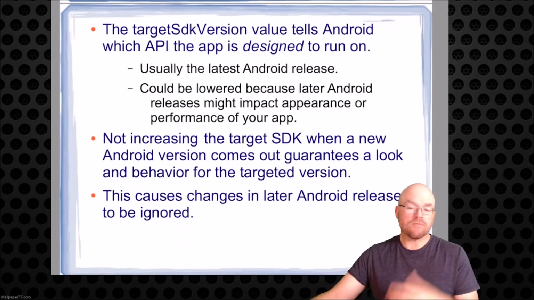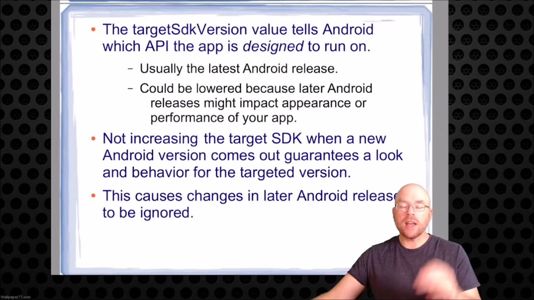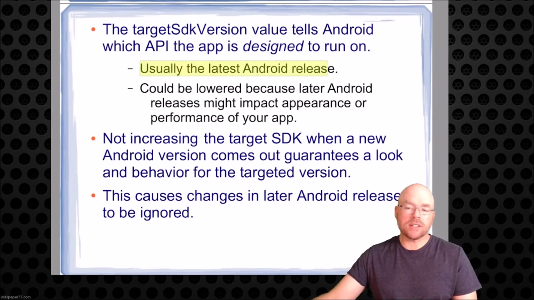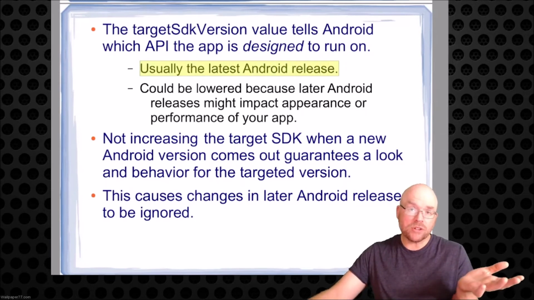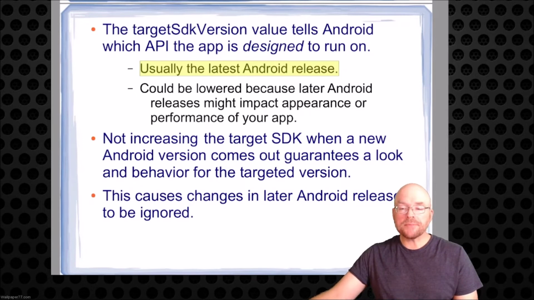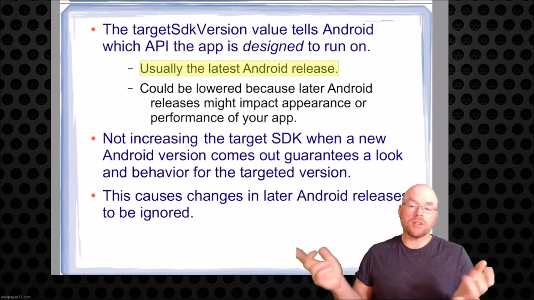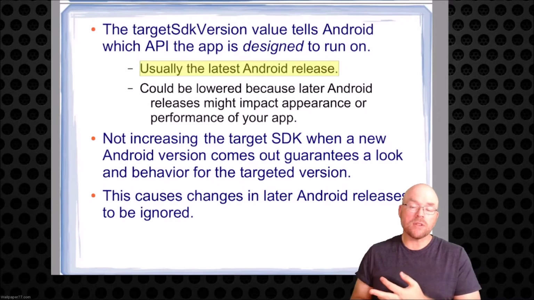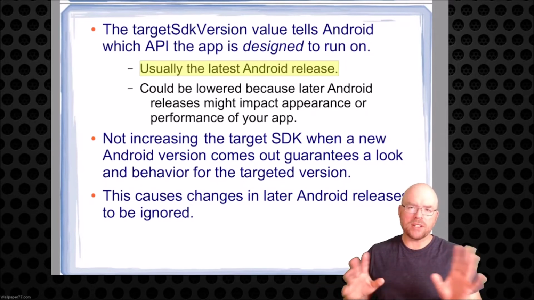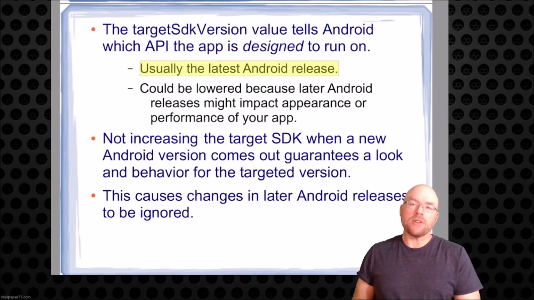The Target SDK version is telling Android, hey, this is what we designed the app to run on. As I was saying, best if used on this version of Android. And that usually is the latest Android release, but it depends on what you're trying to do. And you might lower it, right? Because more recent Android releases might hurt the appearance or the performance of your app. So API version 40 comes out and you're like, no, that's not our target. The best experience is still API 38.